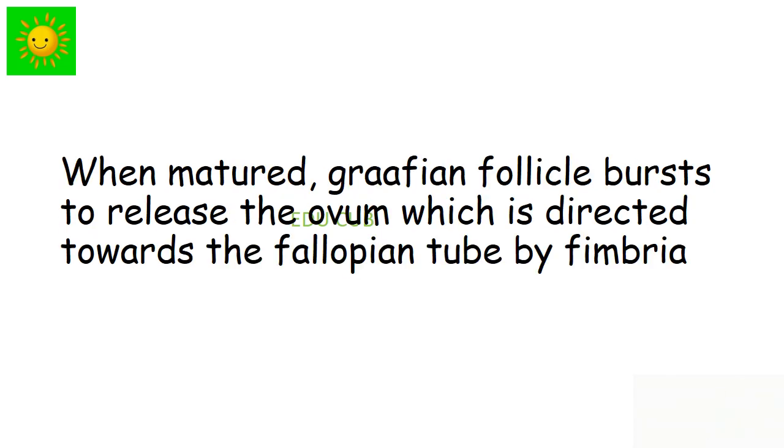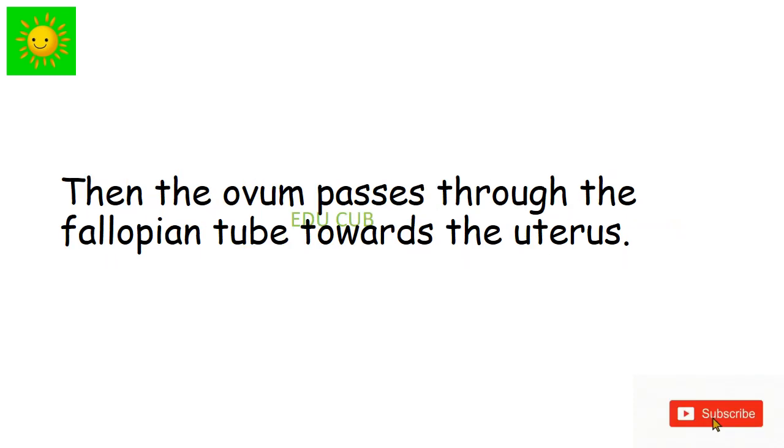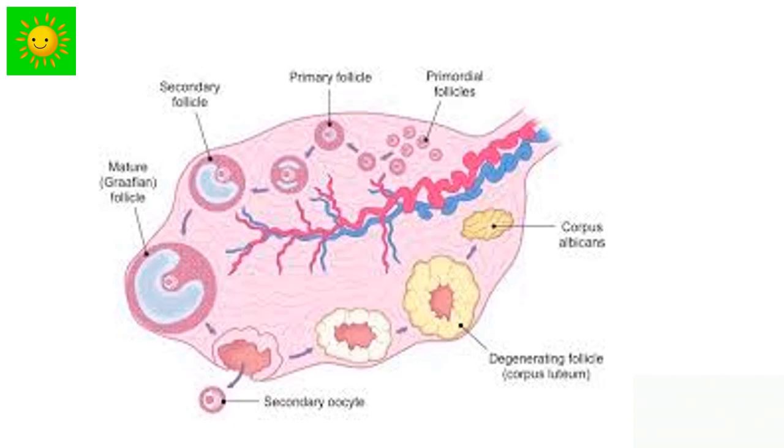When matured, the Graafian follicle bursts to release the ovum, which is directed towards the fallopian tube by the fimbria. Then the ovum passes through the fallopian tube towards the uterus. This figure shows you the cross-section of an ovary with various stages of ovum.